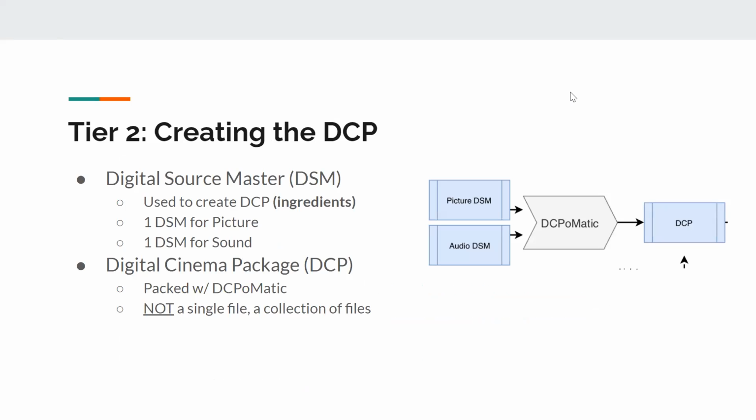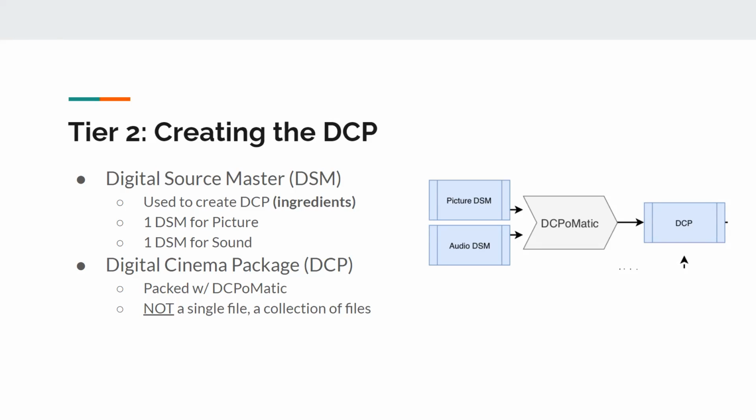So how do we go about creating the DCP? Well, first you need what is called the digital source master, or the DSM. These are kind of like the ingredients you use to make your DCP. There's one for your picture, which is just your images, and another one for your sound. This is the final product after you've made all your edits and all your color grading, and you have what you want. That is called your digital source master.